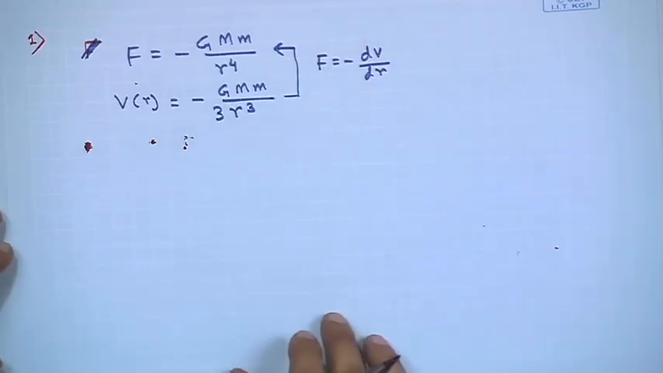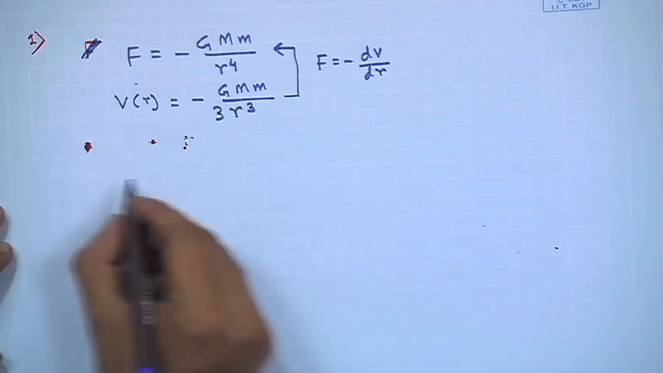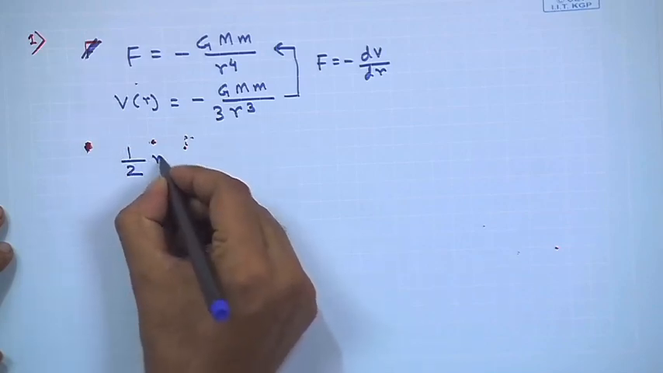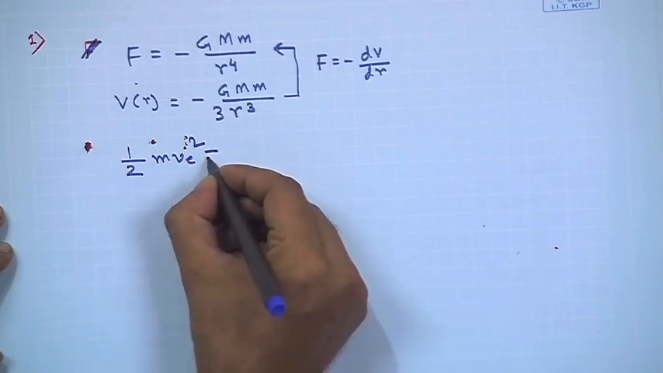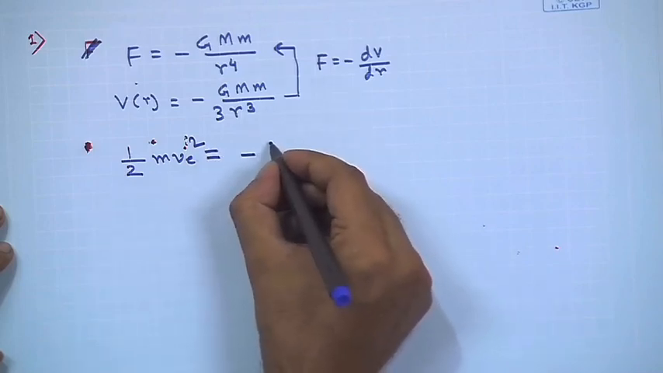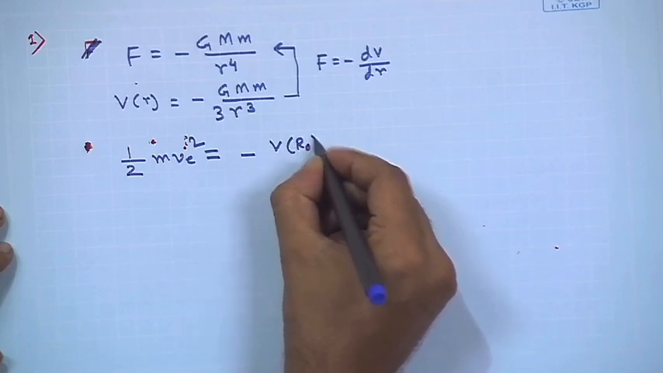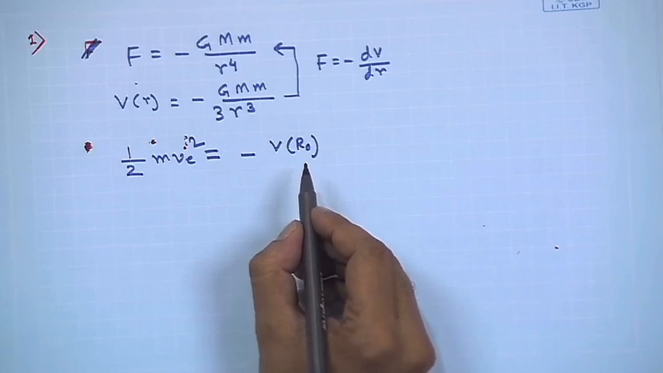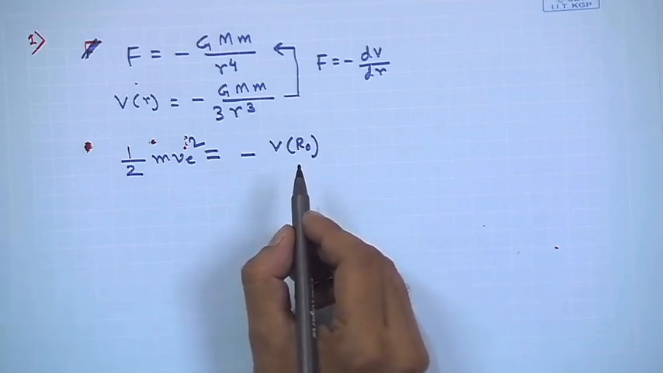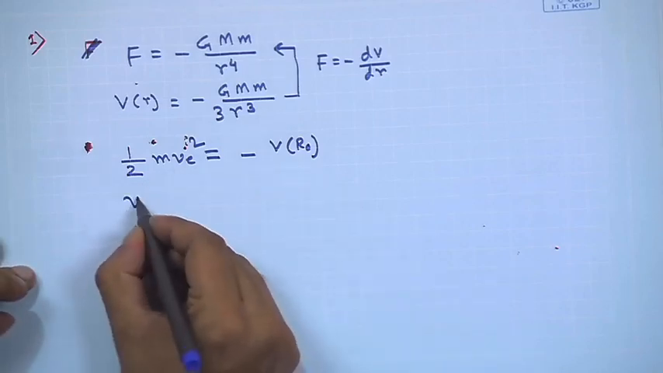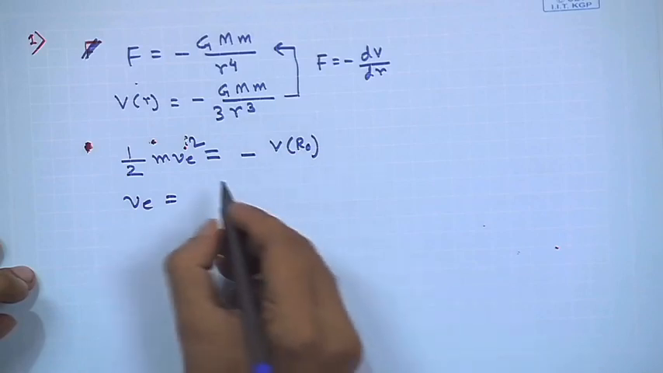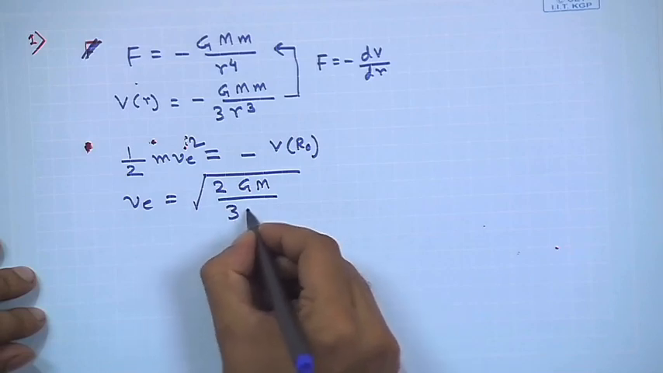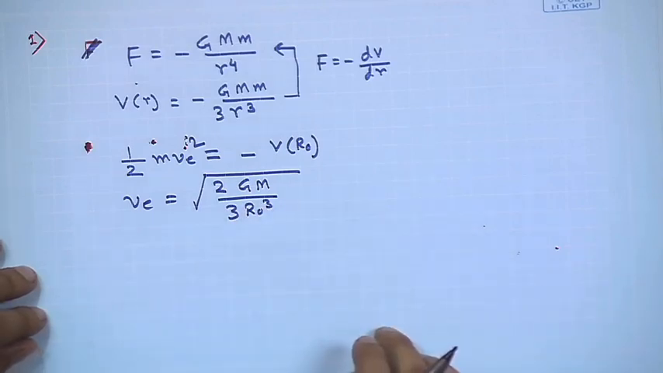Okay. So, with this we can write the expression for escape velocity as half m v e square equal to minus V of r 0. Please remember, we are doing this calculation for earth's surface, right. Now, comparing these two, we get an expression for velocity, and the expression for velocity is 2 G M by 3 r 0 cubed, right.